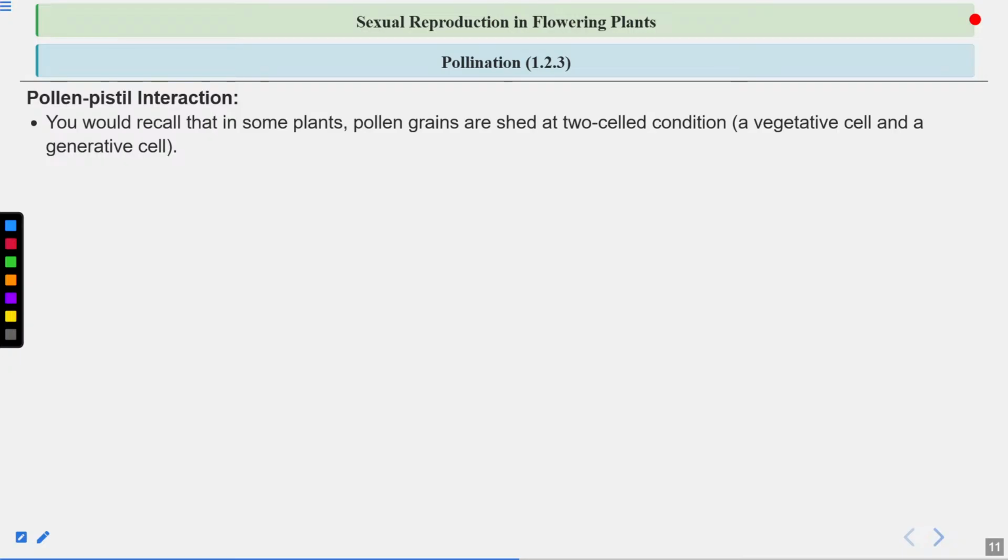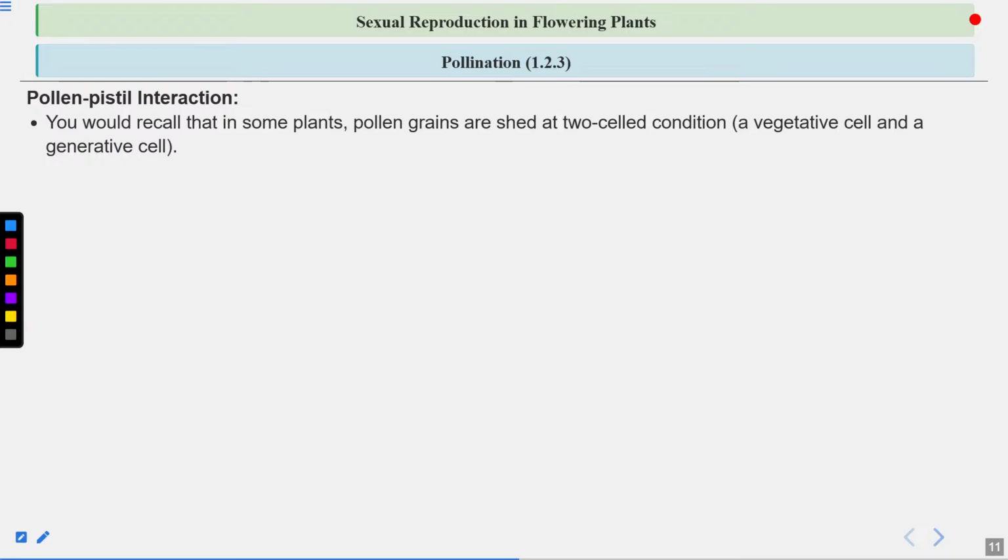Now, the second condition, the rest of the plants. What is the rest? 40% of angiospermic plants shed their pollen grains at the three-celled stage. How does this three-celled stage come about? There is one generative and one vegetative cell. Now this generative cell divides into two cells, while still present in the anther, and then they are released.